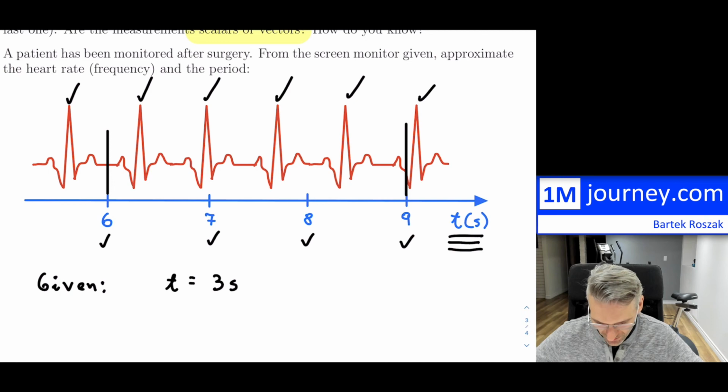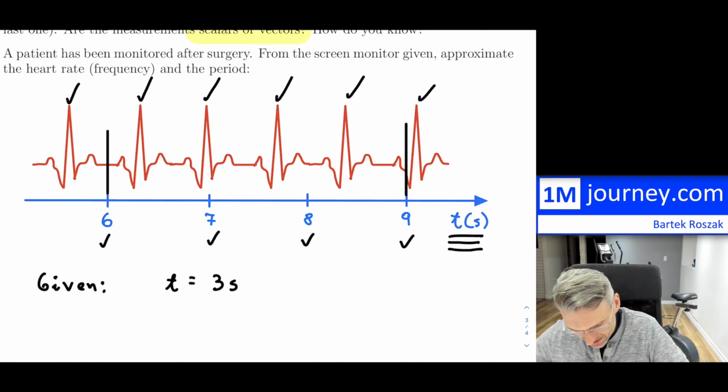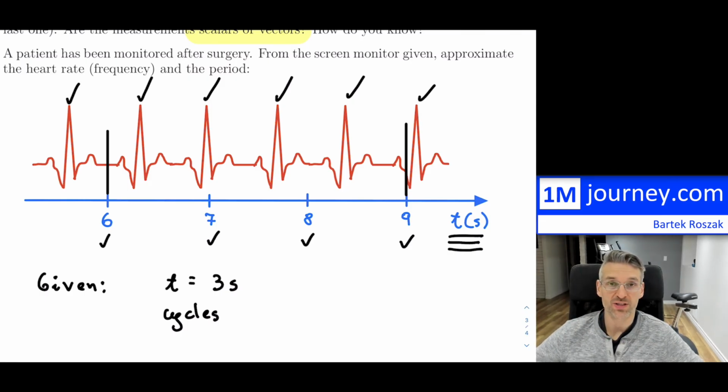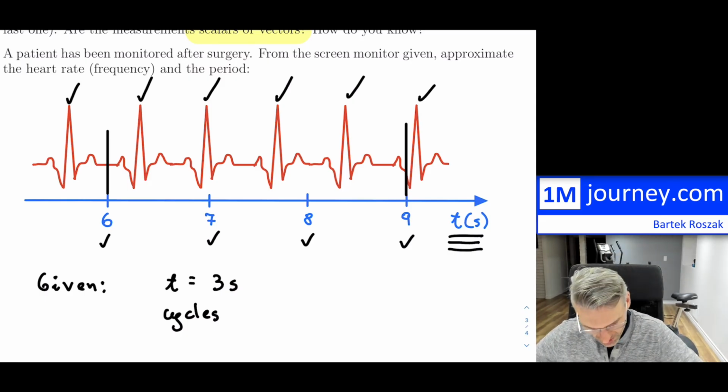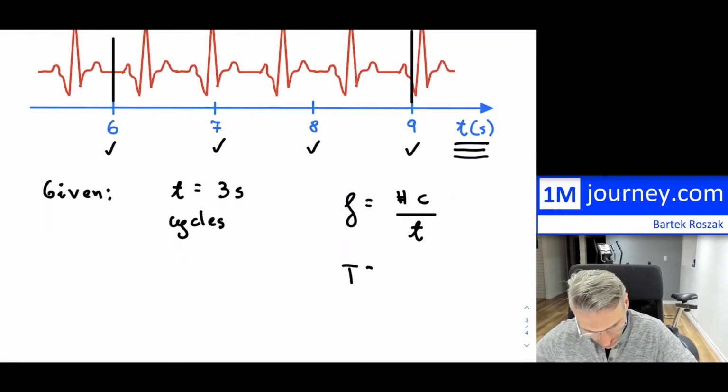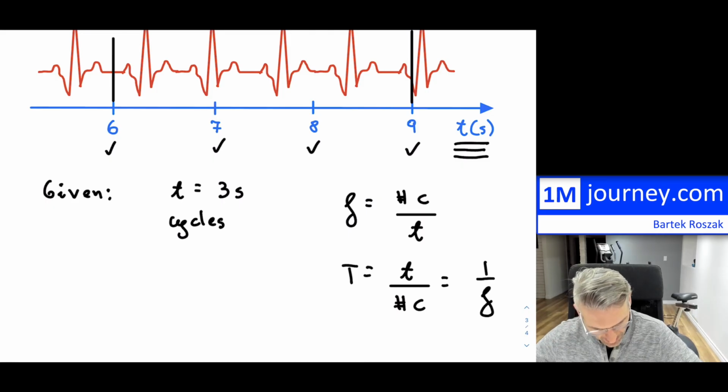Now, we do have to know how many cycles this is, because frequency is number of cycles per time, right? So frequency is equal to number of cycles per time. And period is the opposite. It's the time divided by the number of cycles, or it's 1 over frequency.